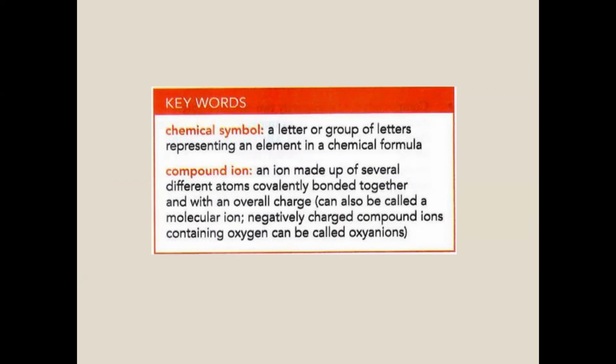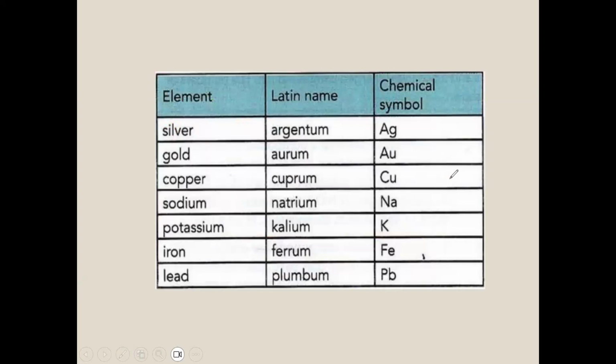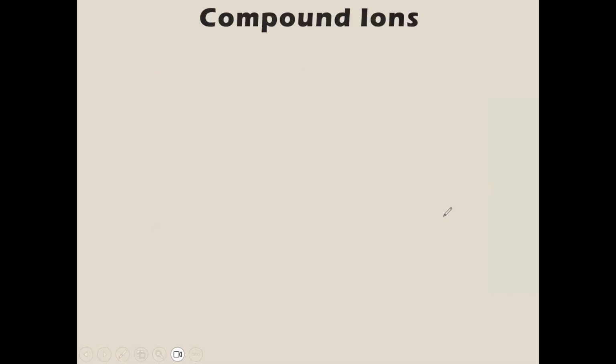Compound ions. A compound ion is an ion that is made up of different atoms, which are bound together by covalent bonds. All these atoms together have an overall charge. That's why it is called a compound or molecular ion. Some elements and their chemical symbols: silver, Ag, gold, Au, and so on. All of these symbols are in the periodic table.